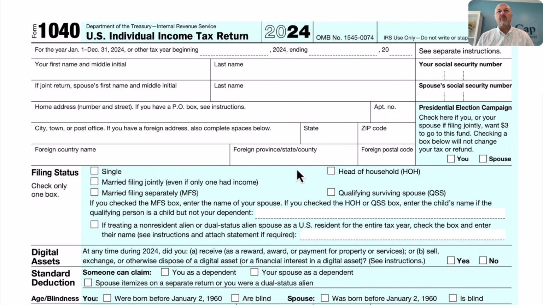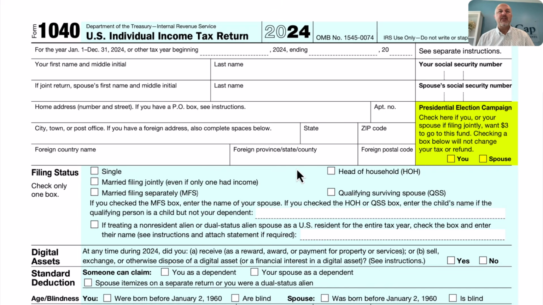Okay, so let's start off with the personal information part. This is pretty straightforward. It's your first name, your last name, your social security number, your address. Pretty straightforward information. The only part that really trips people up or confuses people is the question where it's asking you if you and your spouse want to contribute $3 to the presidential election campaign.